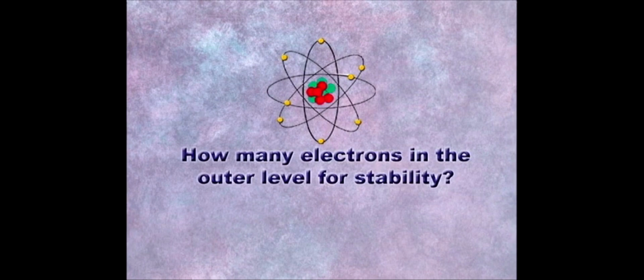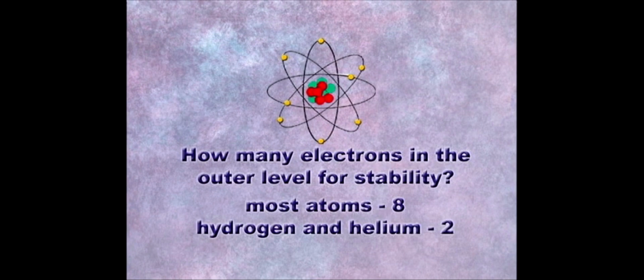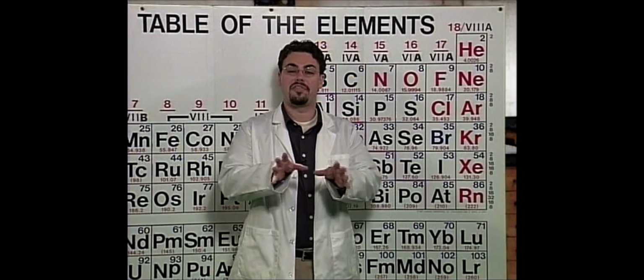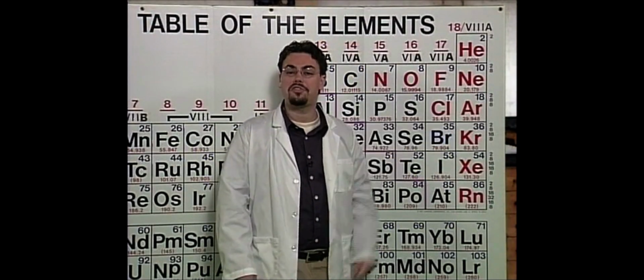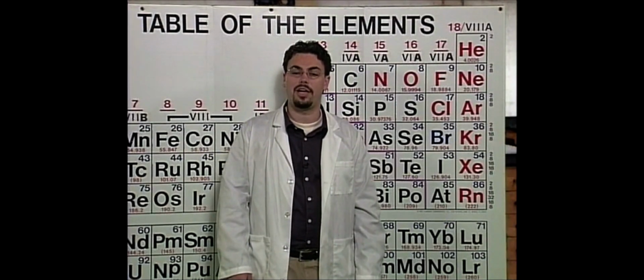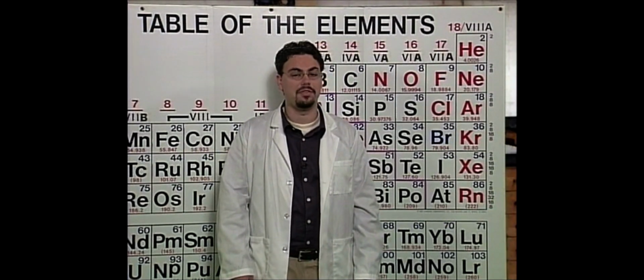How many electrons does an atom need in its outer energy level to be stable? Most atoms need 8 electrons in the outer energy level. Hydrogen and helium only have 1 energy level, and they are full with only 2 electrons. Perfect. You should also remember that the noble gases are already stable because they have a full outer energy level, so they will not be involved in bonding. Let's get started with something simple.